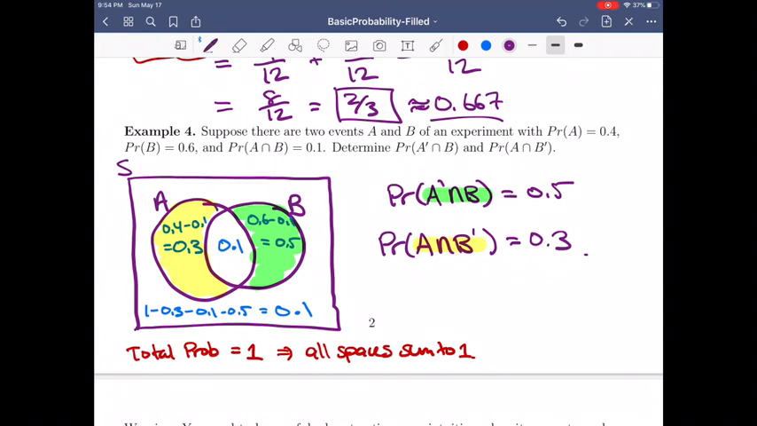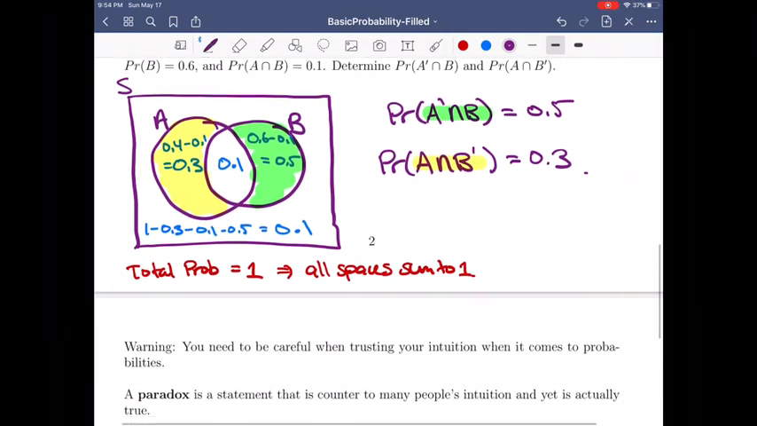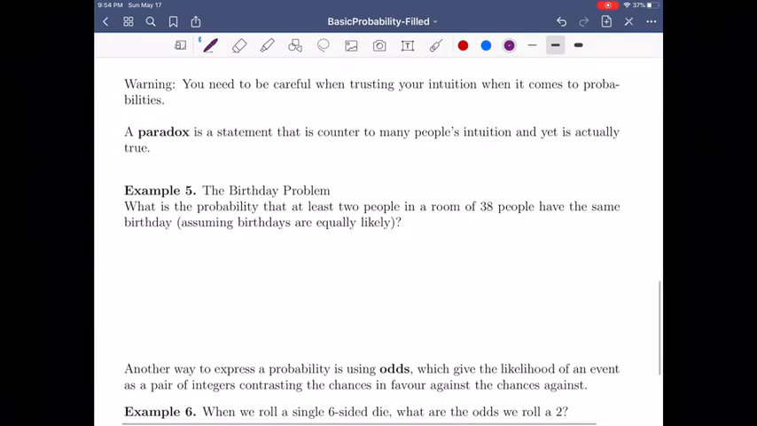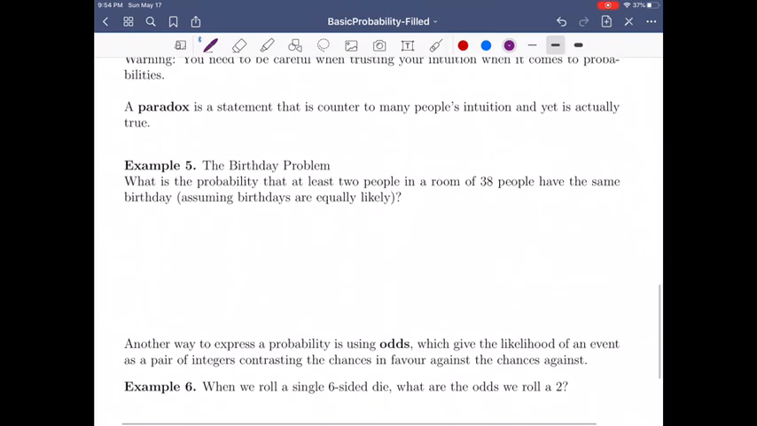Now that I've relied on your intuition a bit, I'm going to warn you that you need to be careful when you trust your intuition. A paradox is a statement that's counter to many people's intuition, but yet is actually true. And one of the most famous examples of this is called the birthday problem.